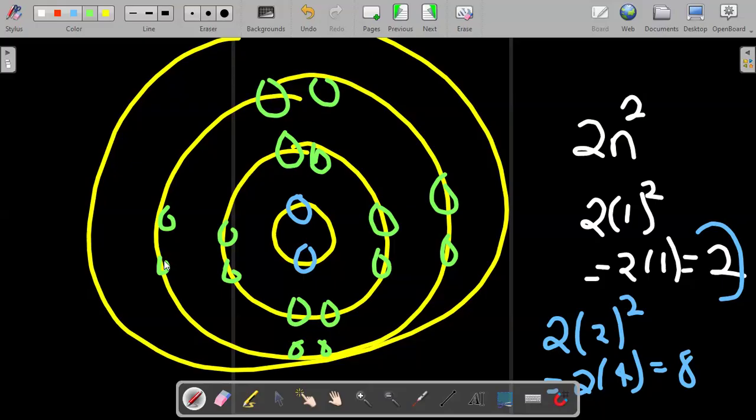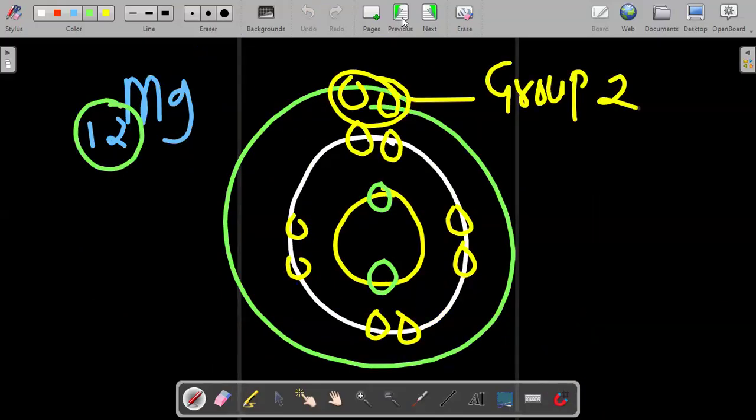Let's take some examples. We use magnesium. You can see, magnesium has 2 electrons in the outermost shell. That makes magnesium belong to group 2.